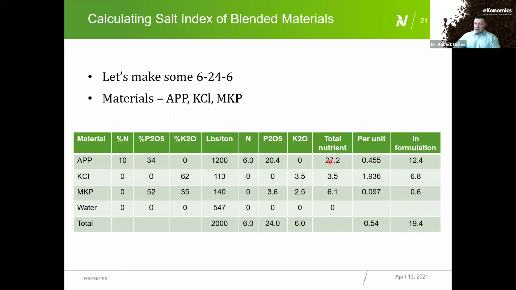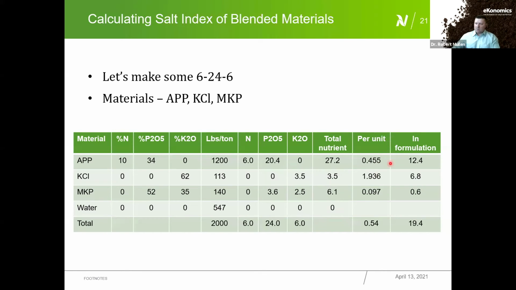Then all I'm doing is summing the total nutrient. Obviously there's some rounding error here. The total nutrient from this is 27.2. The KCl is 3.5. The MKP is 3.6 plus 2.5. That's the 6.1. I know what the partial salt index is per unit of nutrient. I ran out of space, so I didn't include that long descriptor there. These, you pull straight from those previous tables.